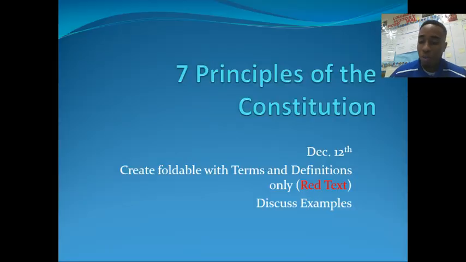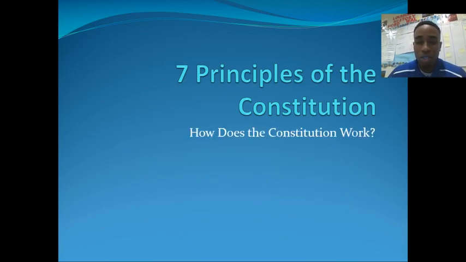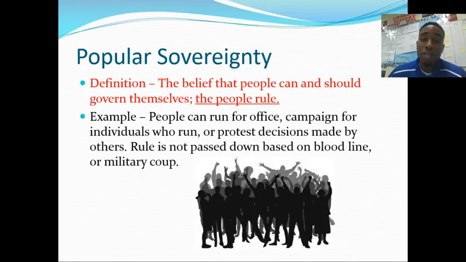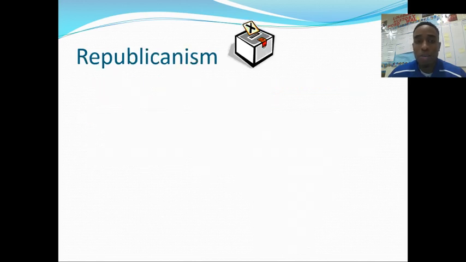All right, so 7 principles of the Constitution. You don't have to create a foldable with the terms and definitions, but I just need you to take a look at how the Constitution works. So popular sovereignty is the belief that the people can and should govern themselves. We know that throughout our country, people can run for office, they can campaign, they can do pretty much anything. They have all these individual freedoms that allow them to make these decisions to have a place in government.